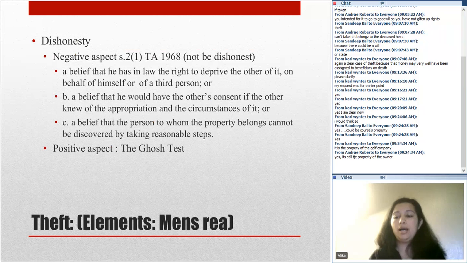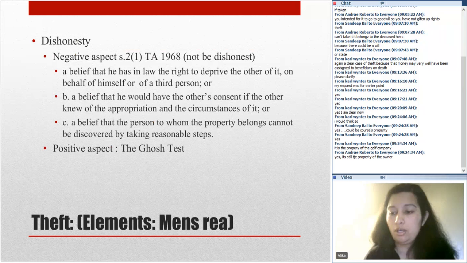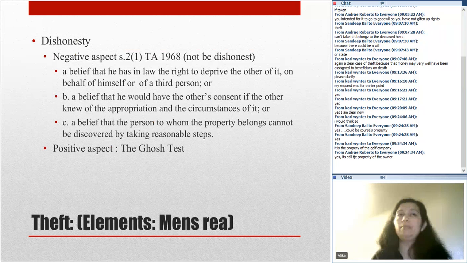So the mens rea element of theft, dishonesty, the first one. There are two aspects of it as your guide describes it. There's a negative aspect that is defined in section 2.1. Really means not to be dishonest, which they are really making it complicated. It only really means that unless you are dishonest, you don't have mens rea.